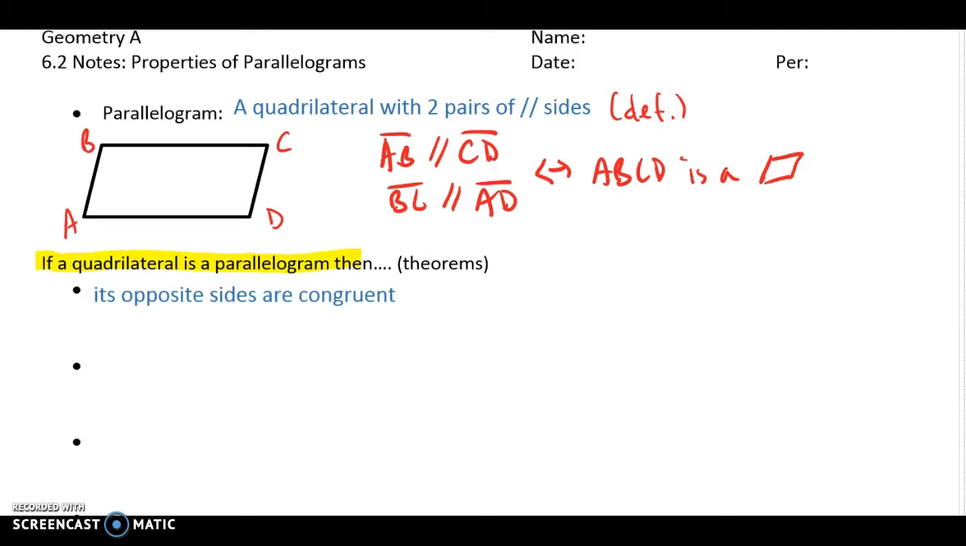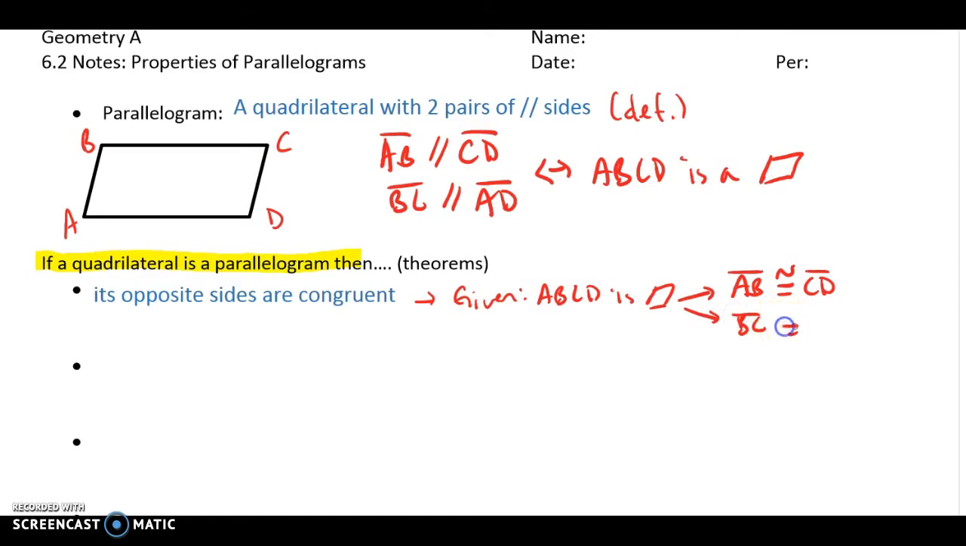So remember, which sides are the opposite sides? Well, that would be like AB and CD, right? BC and AD. So again, think about what this means, right? So if we are given ABCD is a parallelogram, and again, that's a symbol for parallelogram, then we can say that AB is not only parallel to CD, but it's also congruent to CD, right? And also, BC is congruent to its opposite side. All right, so that's the first of our theorems.